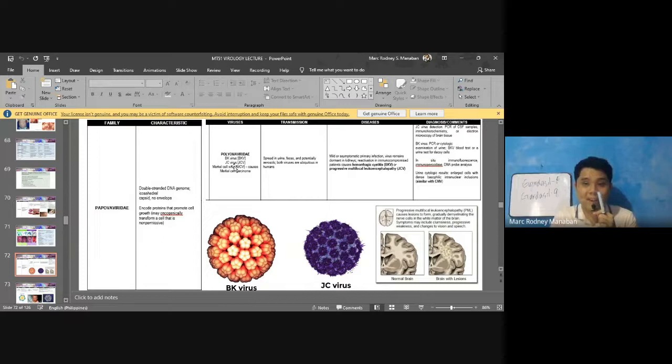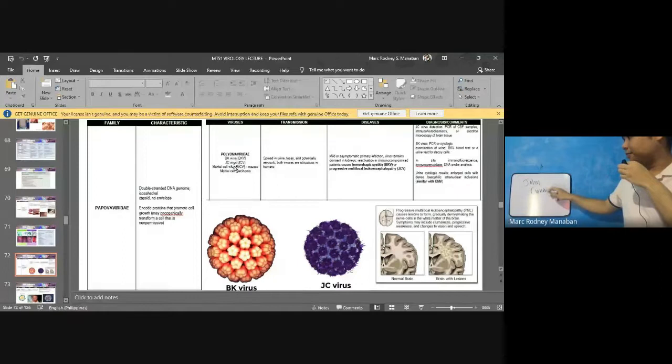BK virus was first isolated in a renal transplant patient with the initials BK. And your JC virus is known as John Cunningham virus. Still the same reason. It was first isolated in a brain-diseased patient, John Cunningham. That's why it's called JC virus. So the origin is the initials of the first patient from whom it was isolated.